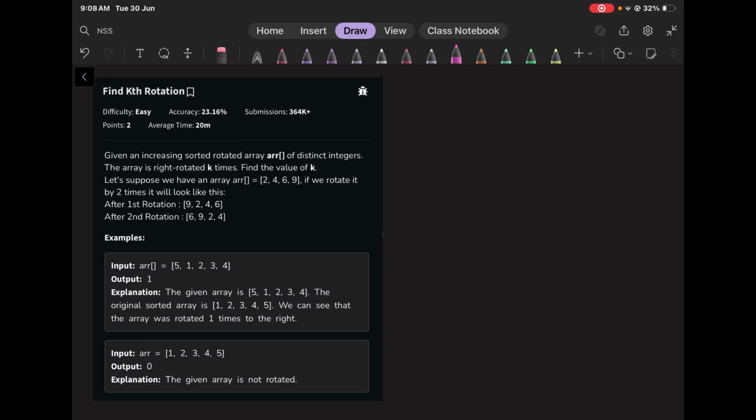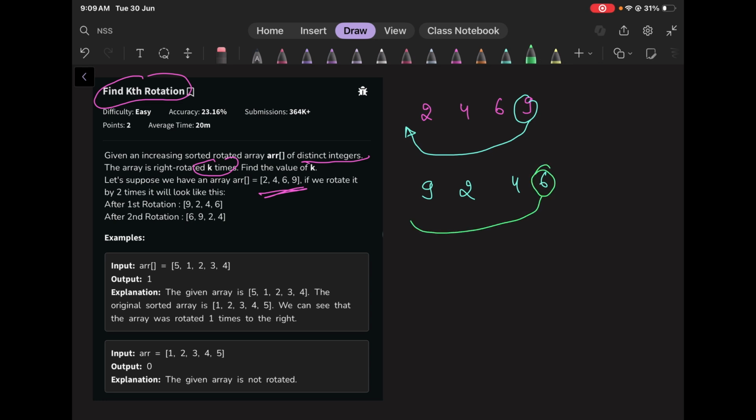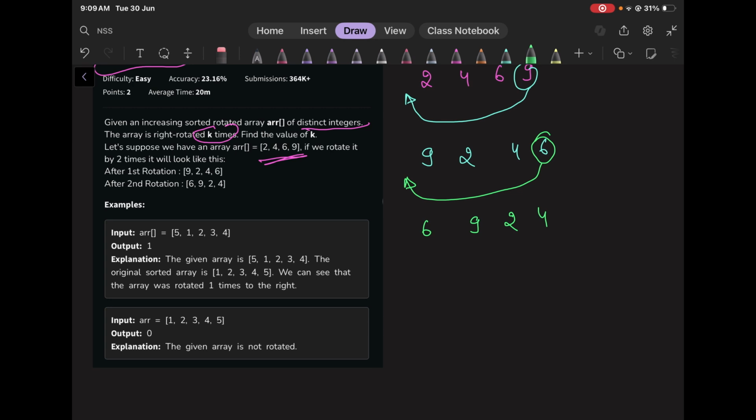So over here I need to find the kth rotation. I am given an increasing sorted rotated array of distinct integers, and the array is rotated k times. For instance, if my array was 2 4 6 9, after one rotation this element would come over here, so this would become 9 2 4 6. If we do one further rotation, this would lead to 6 9 2 4. And from the given array I need to tell how many rotations are done.